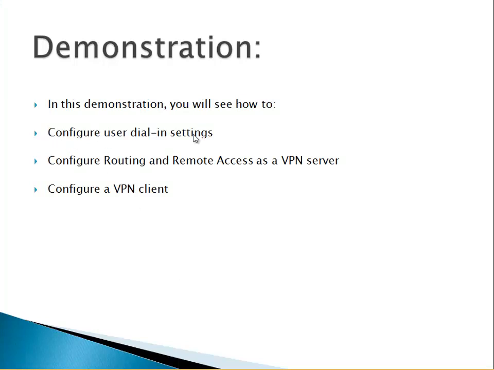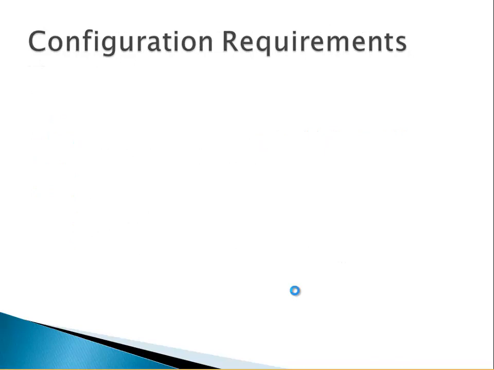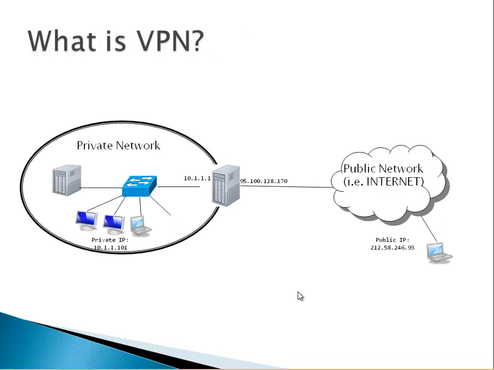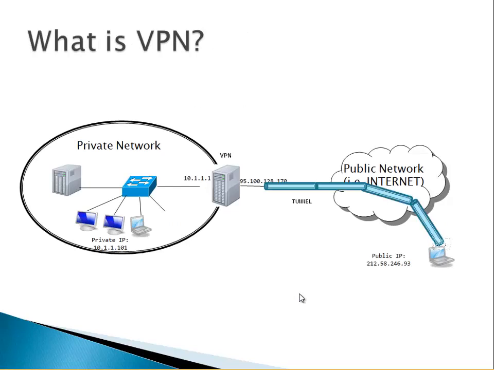So we looked at how to configure user dial-in settings, configure routing and remote access as a VPN server, and then we configured the VPN client, or we created that new connection. So if I go back to one of the slides here, this client now is sitting virtually on this network. And it's got two IP addresses, one public IP address and one private IP address.